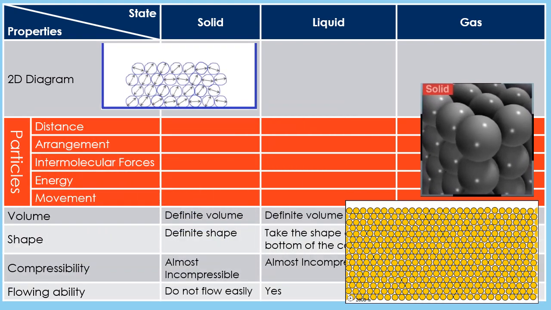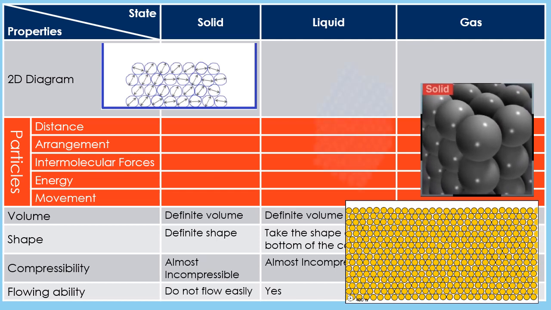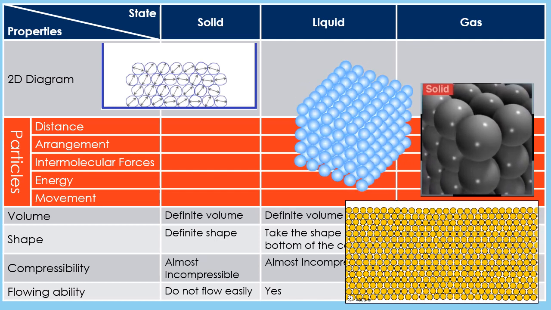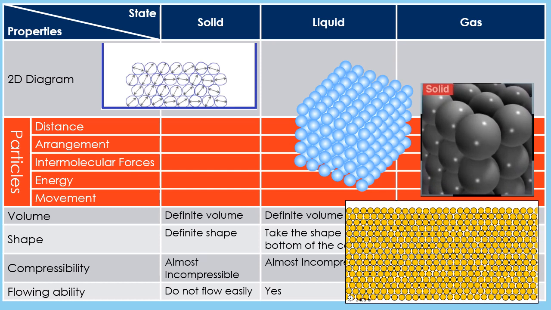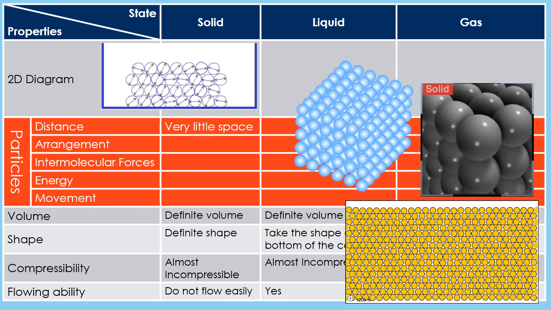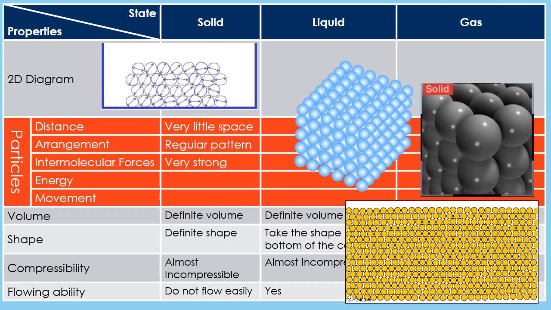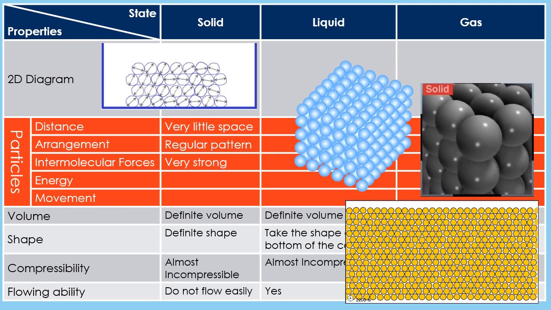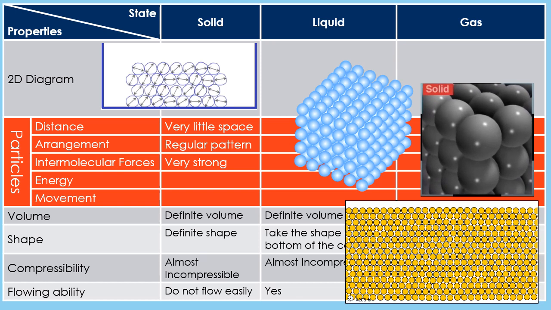Okay, let us fill the table with the particles of the solid matter information. According to the sketch of solid matter we created using the kinetic particle model, the particles are tightly packed together, indicating that there is very little space between the matter's particles. Additionally, the particles are arranged in a regular pattern, creating a very strong force between them. That should explain why solid matter has a definite volume and shape, as well as why it is almost incompressible and cannot flow. What about the energy and movement of the solid matter particles?